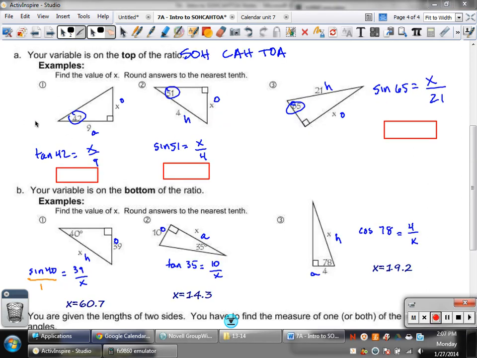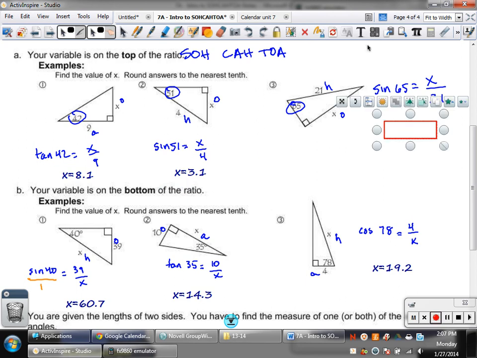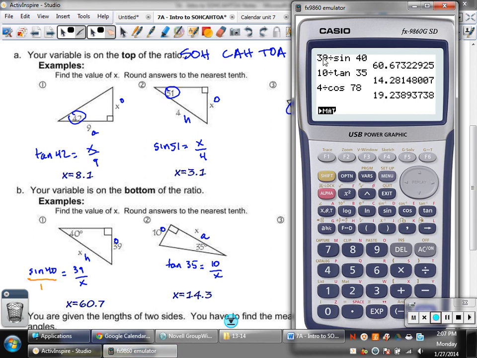Tangent of 42 equals x over 9. You should have x equals 8.1. Here, x equals 3.1. And 19.0. Another look at my calculator. This was 39 divided by the sine of 40. Okay, I just showed you the wrong problems, didn't I?